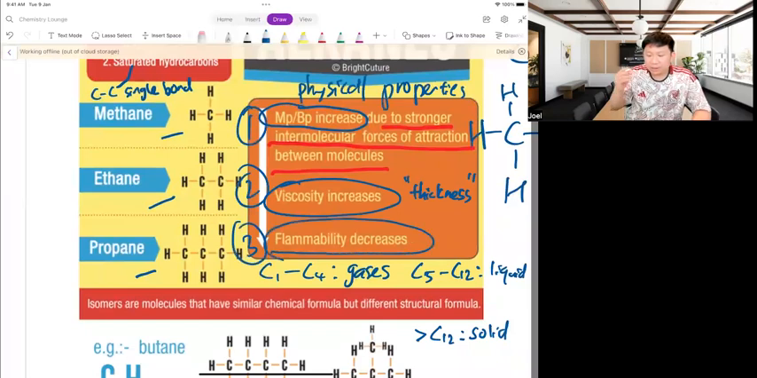Flammability decreases. Gas or solid, which is easier to burn? Of course, gas. So flammability, meaning the ability to burn, decreases. Please try to understand the English word rather than memorize, because you all mess up. So flammability decreases because it gets solid, and solid is difficult to burn. Gas is the easiest to burn, it explodes.